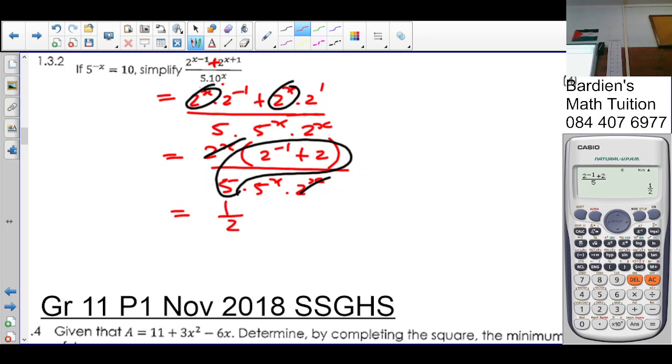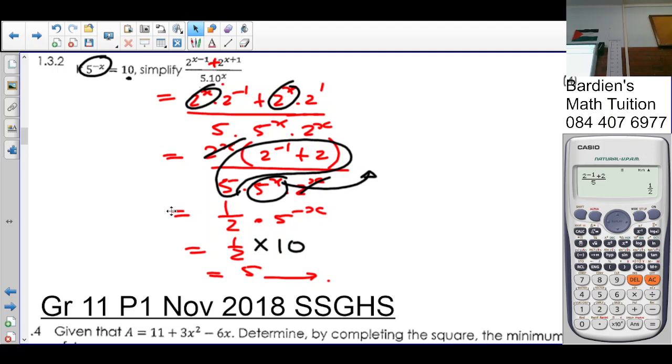Now you see that 5 to the x is in the denominator. If I bring it up, what would it become? 5 to the minus x. Can you see that? And what did we say? What is 5 to the minus x? Equal to 10. Can you see that, people? So what can I say? It's going to be half times 10. And what's half times 10? 5.